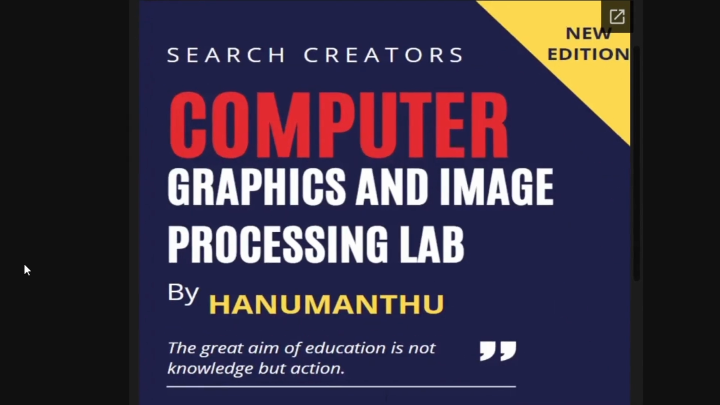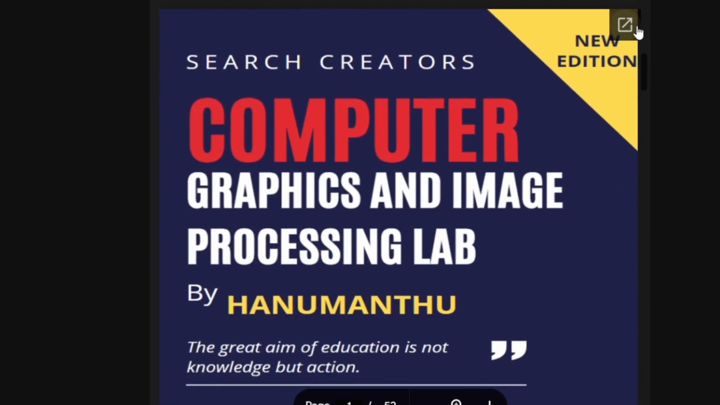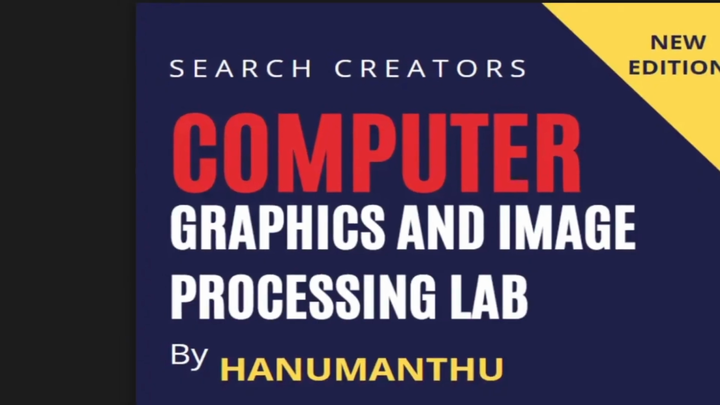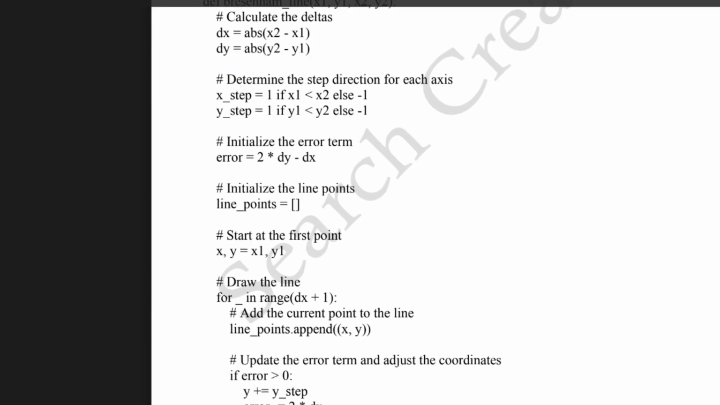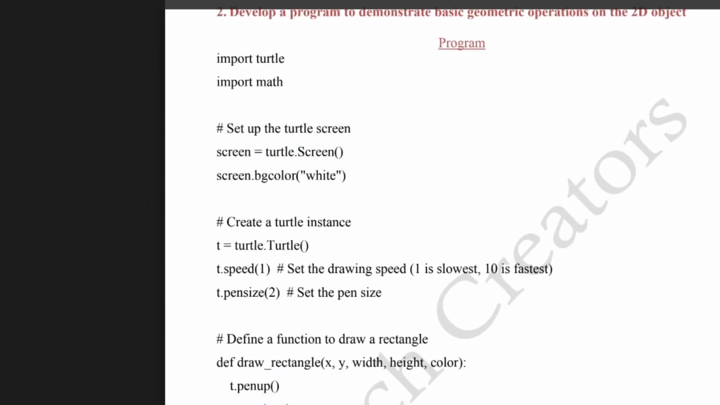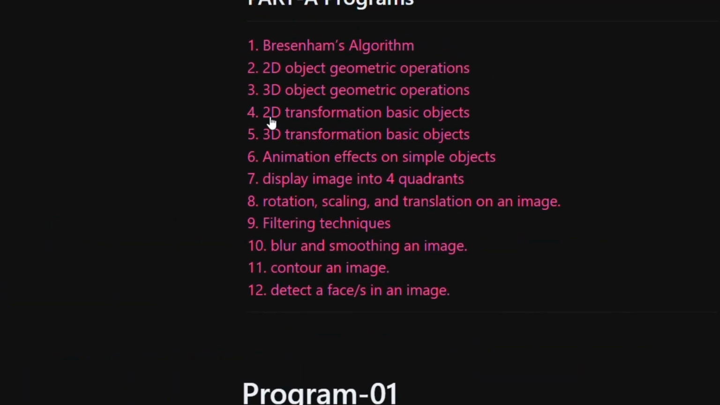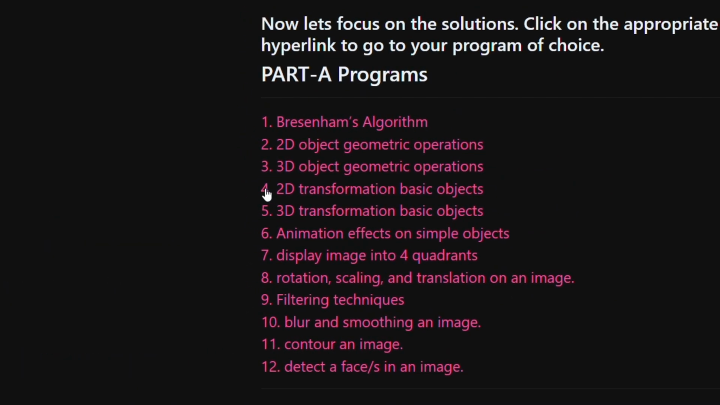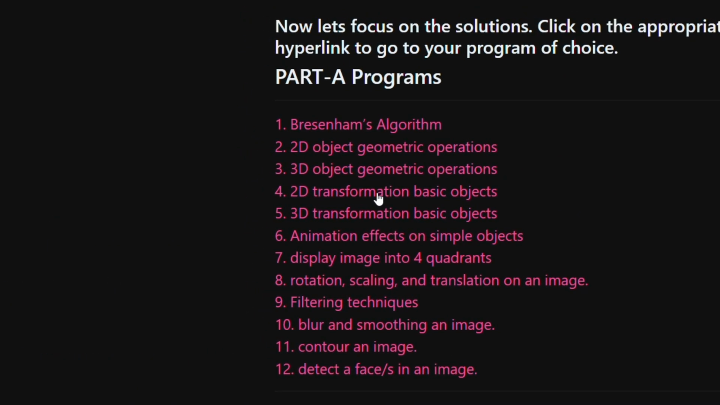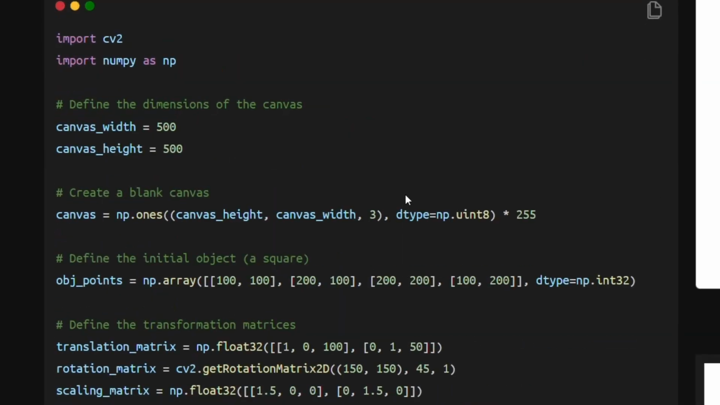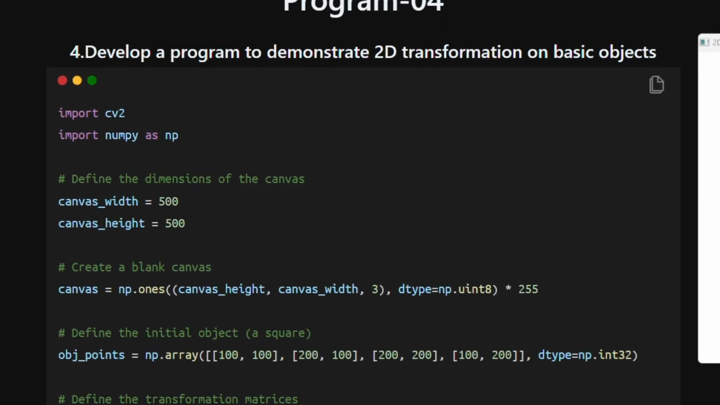Here a pop-up appears. Download or refer to program number 4 and understand the purpose. If you want to copy the code, scroll down and click on the link called 2D transformation basic object. It will go to the program code, so copy it and paste it in your VS Code interface.